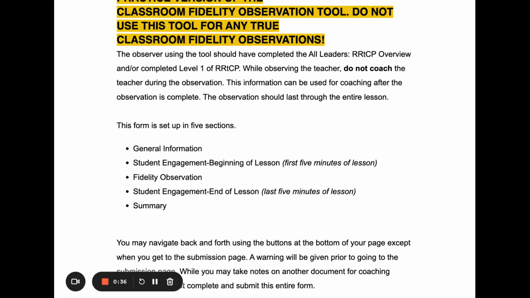You can navigate back and forth on the pages using the buttons at the bottom of your page until you get to the submission page. You'll see a red stop sign that will let you know that once you pass that and hit the next button for the summary section, you'll be unable to use back buttons and not be able to go back in the tool.